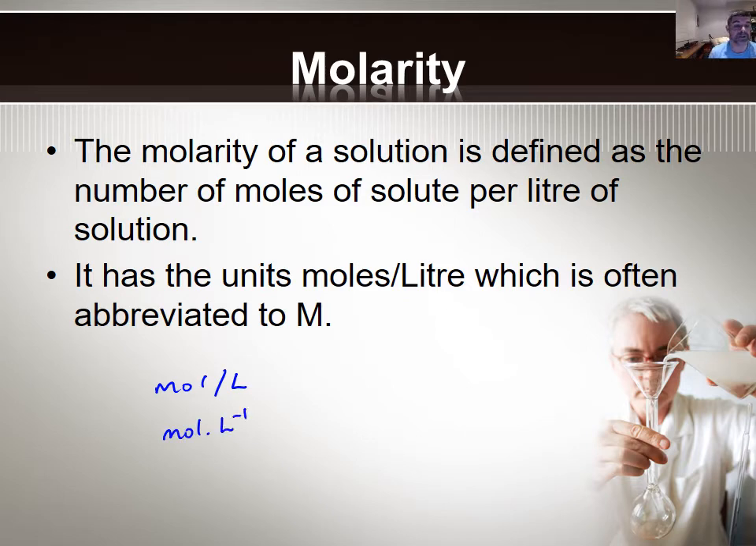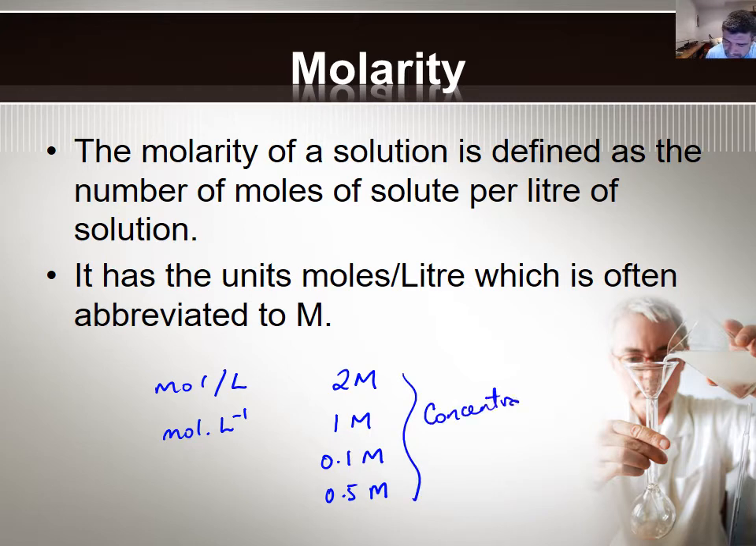And you'll notice that this is something that we've used quite often because you will find the bottles of solutions that we put out for you are labelled 2 molar, 1 molar, 0.1 molar, 0.5 molar, and so on. And this is indicating to you that the concentration of the solution is this many moles per litre. So these are all measures of concentration.